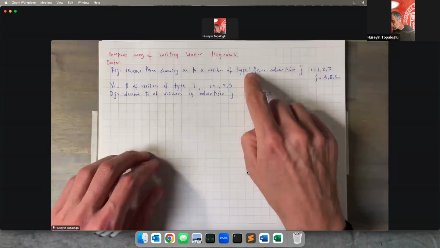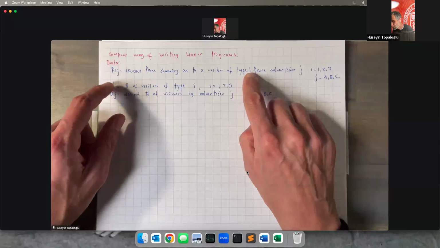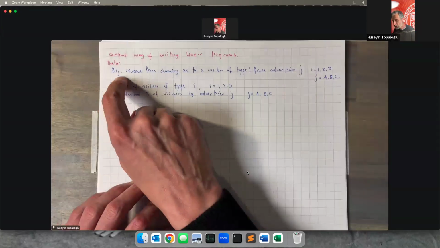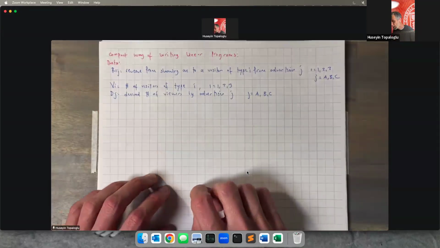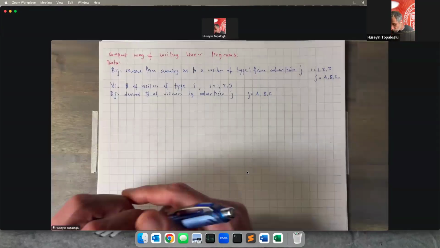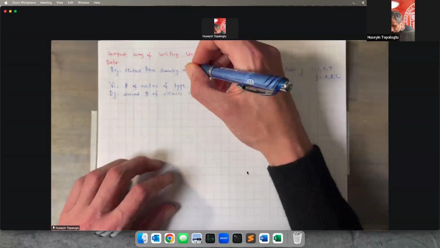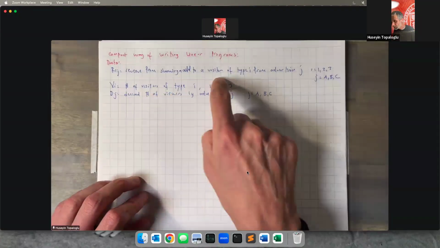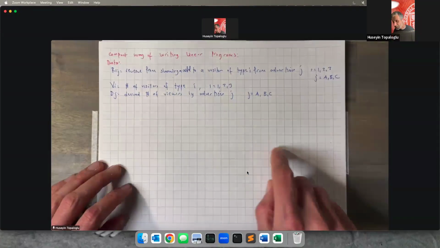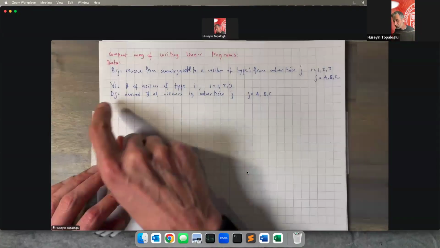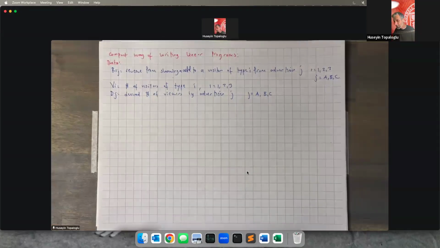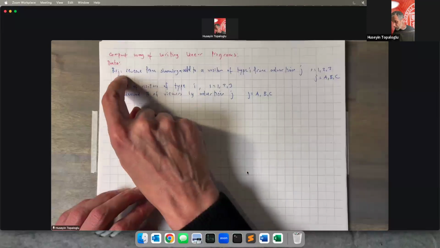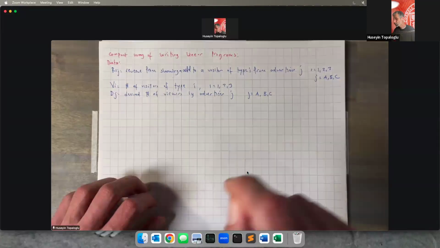As you realize, we reserve the subscript i for a visitor type, and we reserve the subscript j for an advertiser. Again, Rij is the revenue from showing an ad to a visitor of type i from advertiser j, Vi is the number of visitors of type i, and Dj is the desired number of viewers by advertiser j.